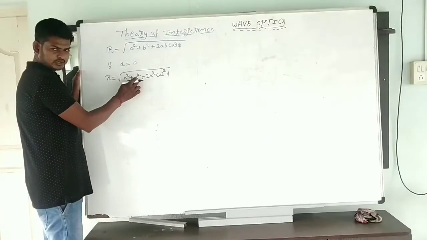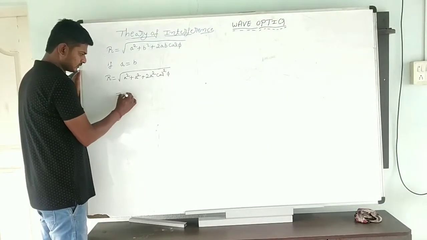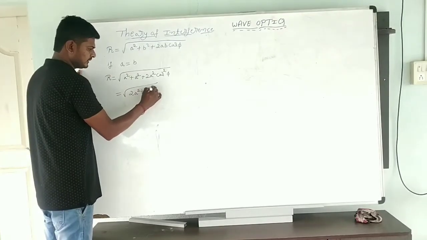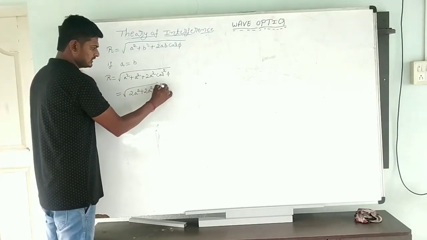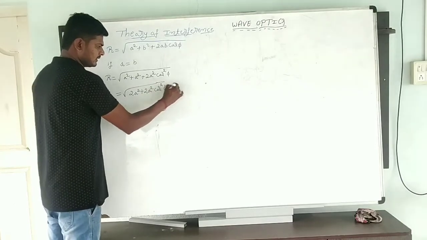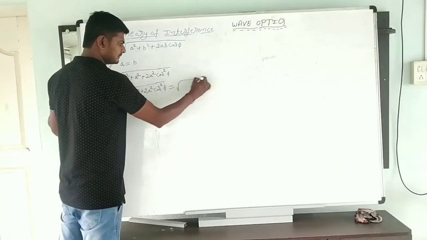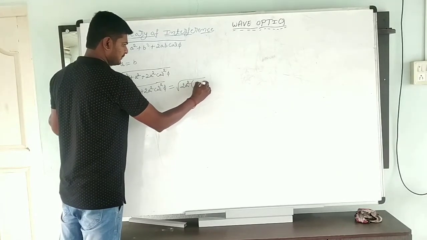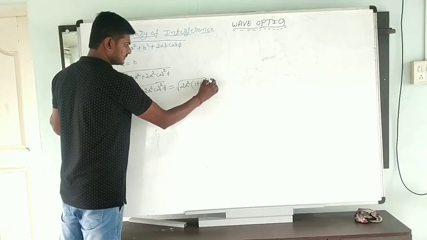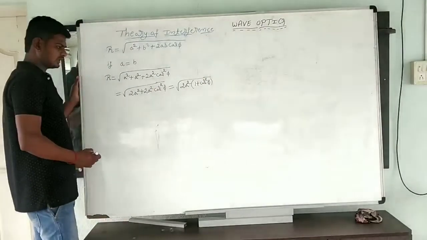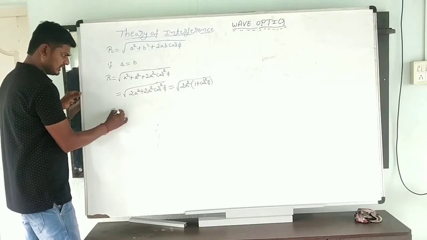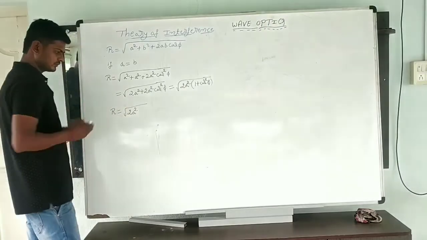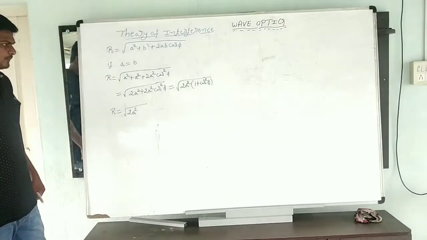Now A square plus A square, 2A square. Again 2A square plus 2A square cos phi. I am going to take 2A square common. When I take 2A square common, remaining is what? 1 plus cos phi. R is equal to root of 2A square into (1 plus cos phi).